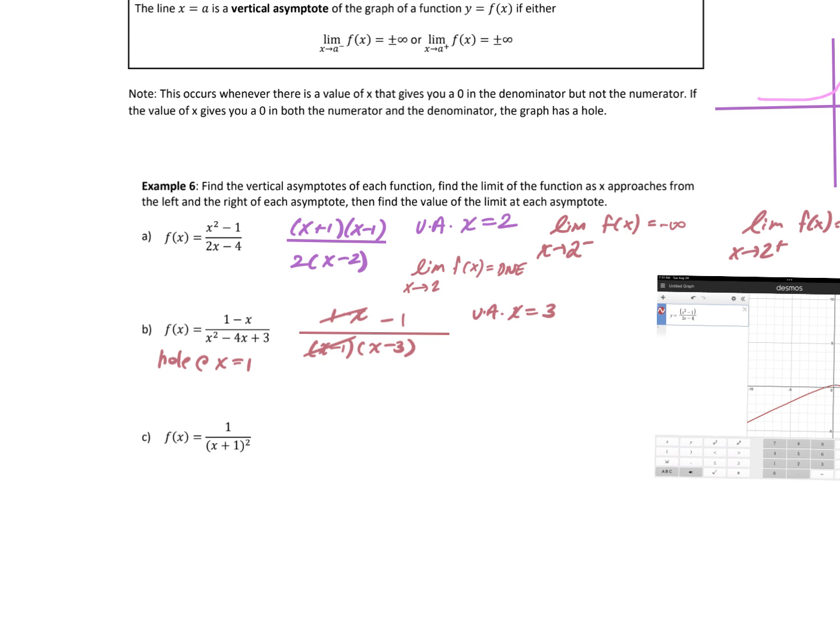So let's do the limit as x goes to 3 from the left and the limit as x goes to 3 from the right. Okay, and then we'll make a conclusion for 3. So again, I'm not going to graph this one, because to be honest, without a calculator, this would be very difficult to graph. So I'm just going to put 3 here as my vertical asymptote, like that.